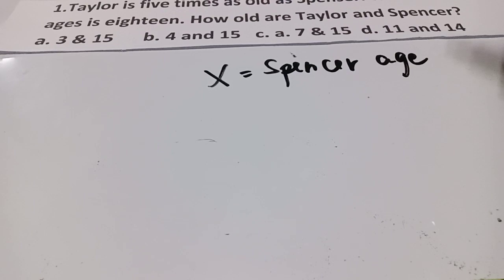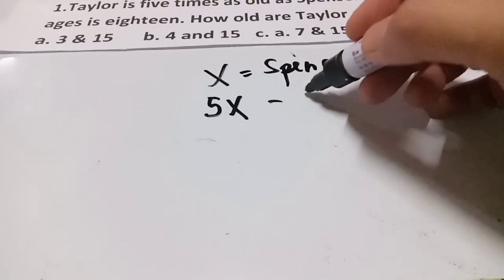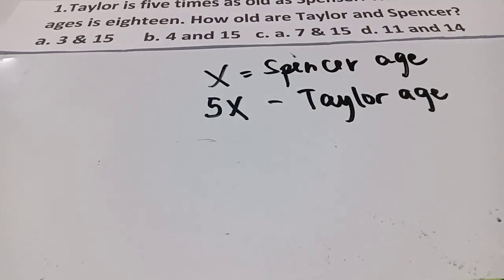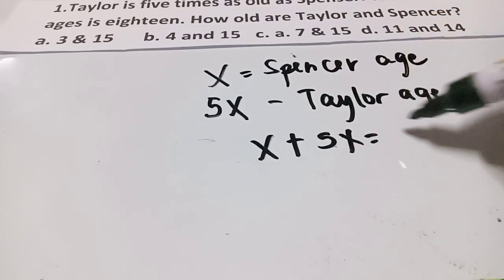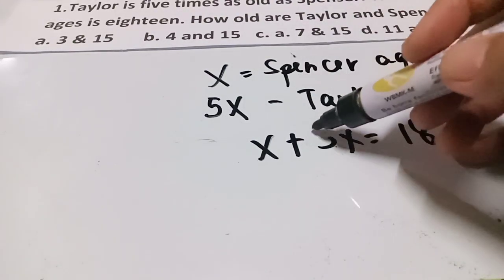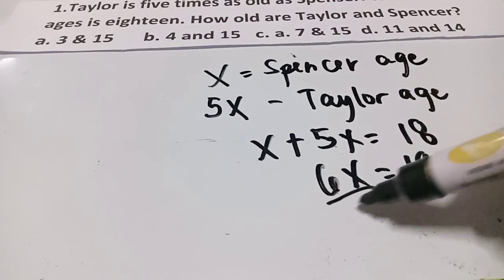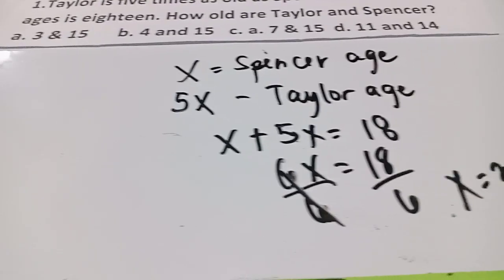And then Taylor is 5 times older than Spencer, so let's represent 5x as Taylor's age. The sum of their ages is 18, so this will be x plus 5x equals 18. If we add, this will become 6x equals 18. Divided by 6, divided by 6, and x will become 3.